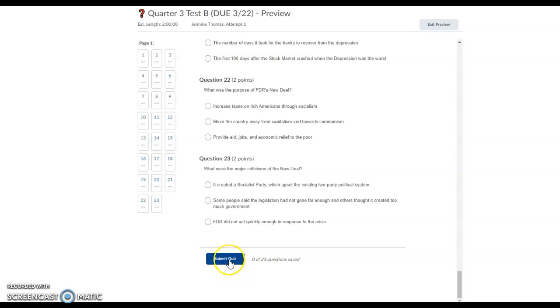When you are done, click Submit Quiz so that it goes correctly into the gradebook. Then, once you have exited it out after you submitted the quiz, make sure you go into your gradebook to check that it recorded properly.